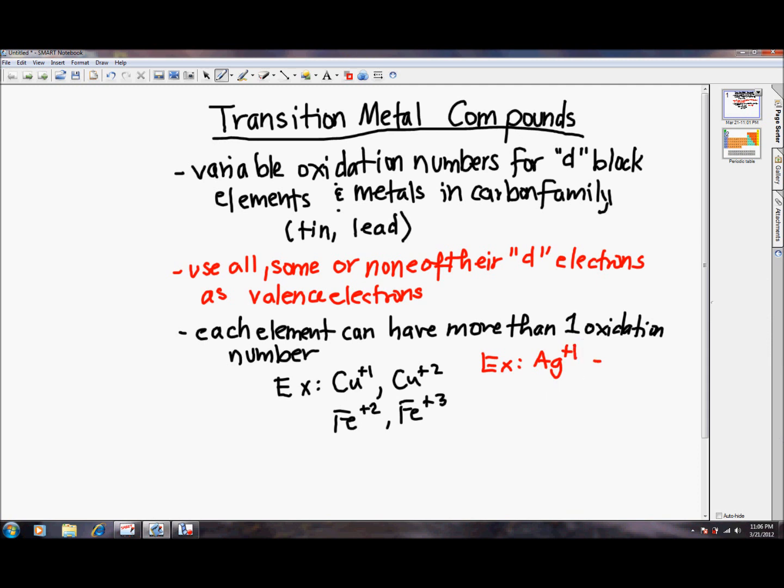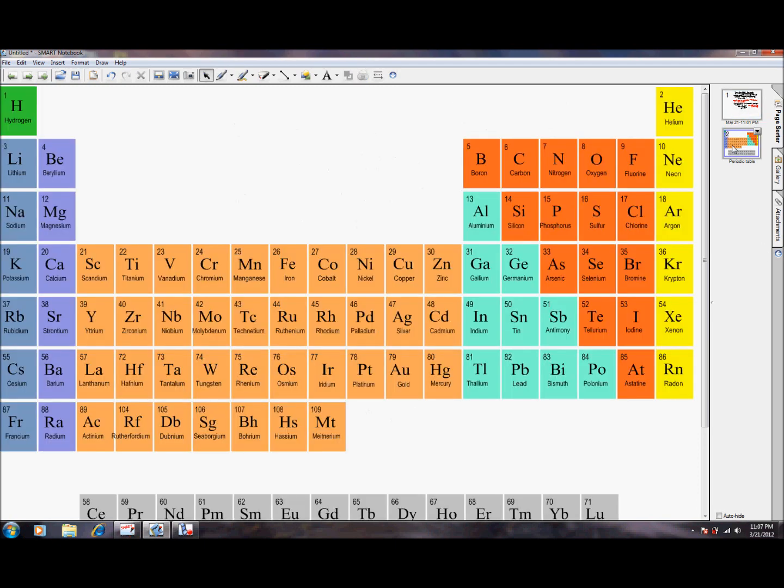Now there are very few important exceptions. Silver is always +1. And zinc is always +2. So I suggest that on your periodic tables here, you write somewhere, these are the only two transition metals that have one oxidation state, just like the rest of the metals do. All the rest of them have a lot of different ones.